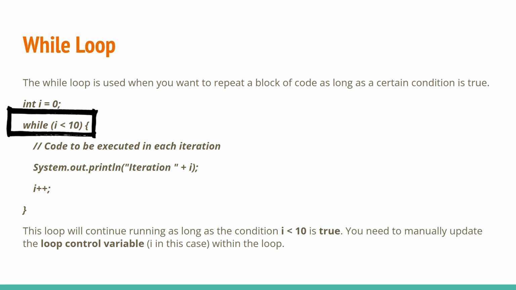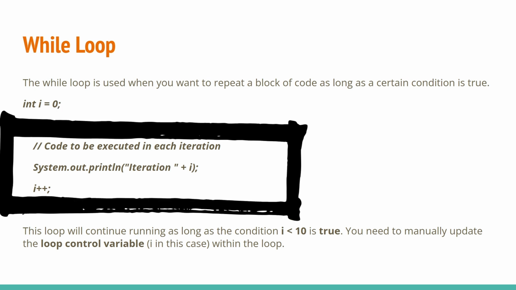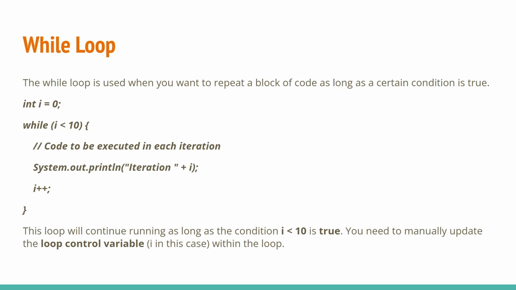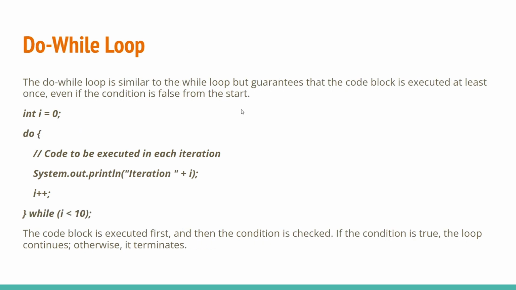In the while loop, we have the condition i is less than 10. The code block written after the condition, in curly braces, will be executed in each iteration. In this example, we have System.out.println("Iteration" + i) and i++. So the text Iteration and the value of i, which is going to get incremented in each loop, will be printed on your console.